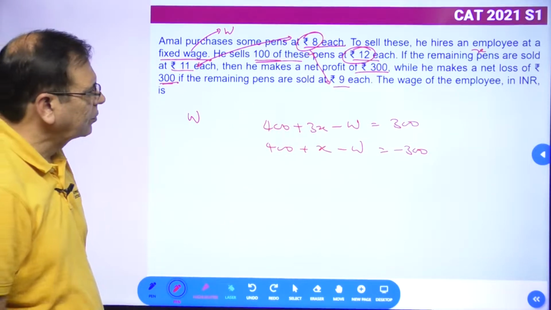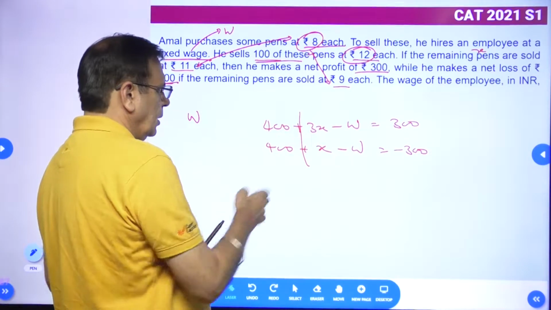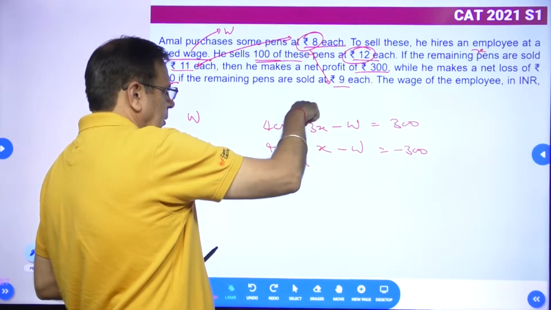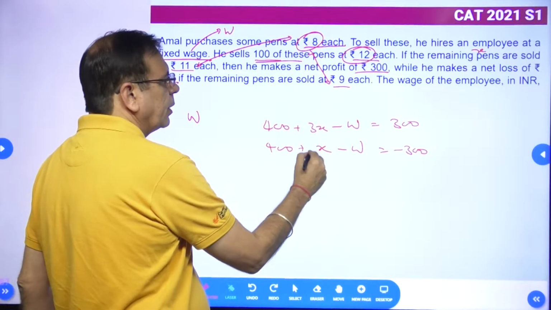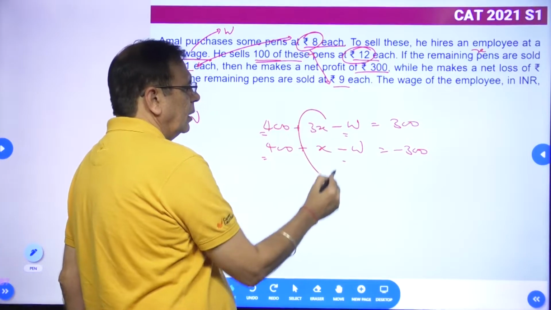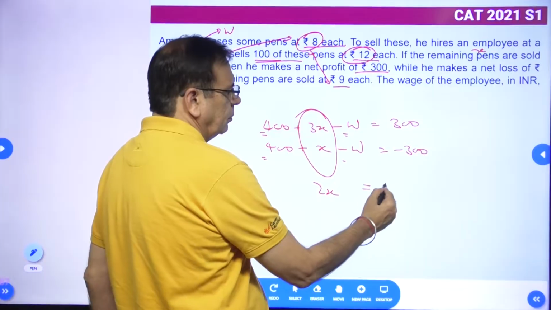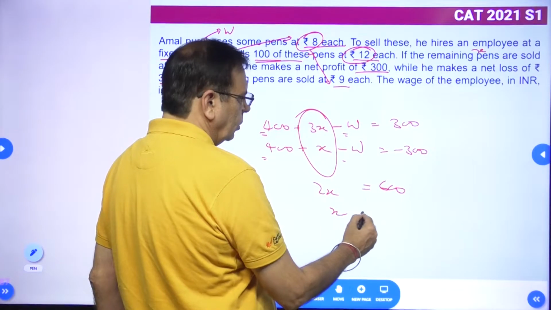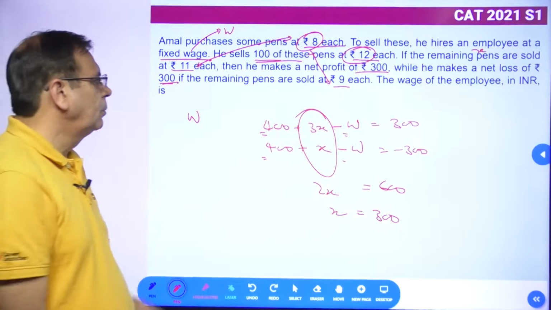Now, please note this. What is the difference between these two equations? I'll just remove this part. Look at these two equations. What is the difference? 400 is the same. The difference is only here. What is the difference between these two? 2X. X should be equal to 300.